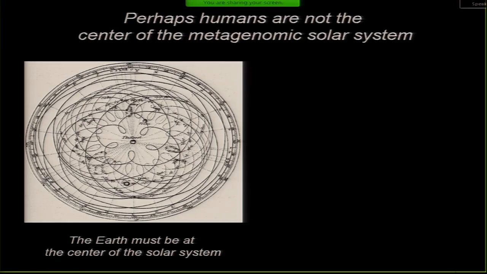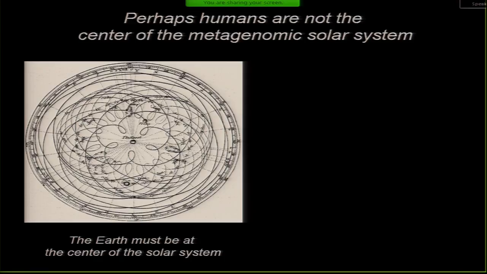So I've been thinking about this, and I think this is in parallel to this. This is what the solar system looked like before Copernicus. This was the idea that the Earth was the center of everything, and to map the planets, this is what you have to say the orbits of the other planets look like.